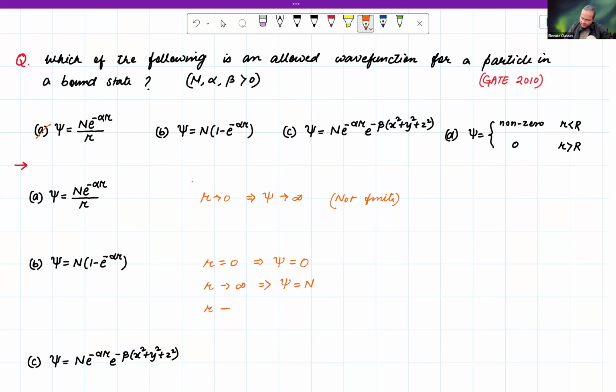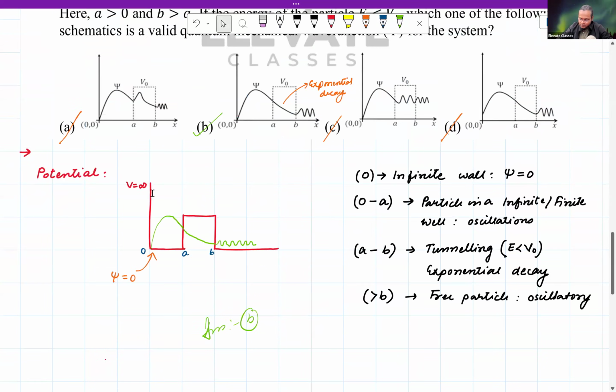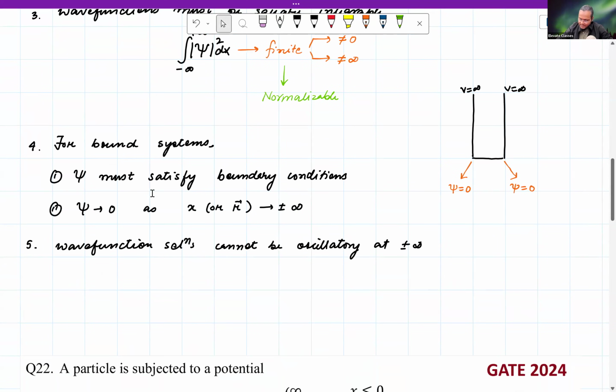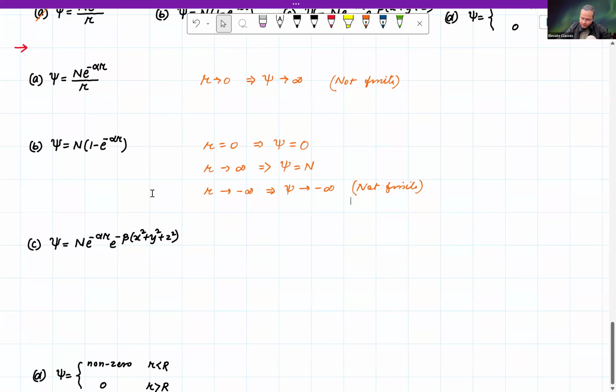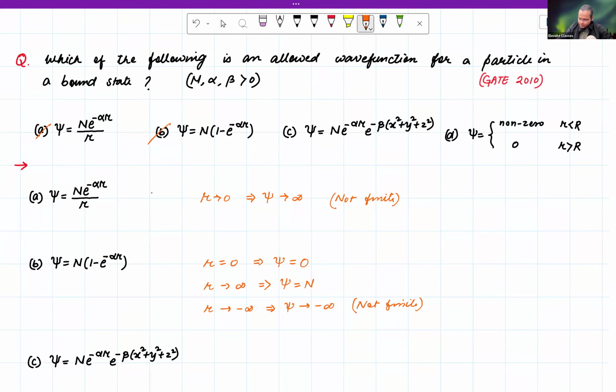और अगर r negative infinity होगा तब दिक्कत होगा, that wave function negative infinity होगा, so this is going to tend to negative infinity again. So this is not finite. And again, as I said, for a bound system, the wave function must go to zero as x or r tends to positive or negative infinity. So that is also not happening. So wave function is not possible.